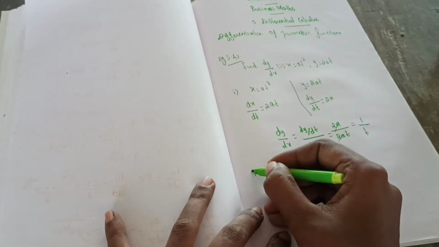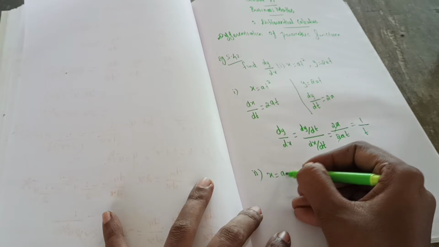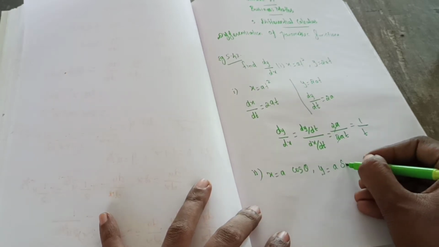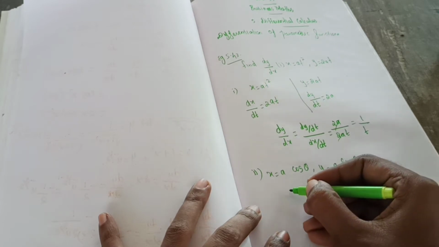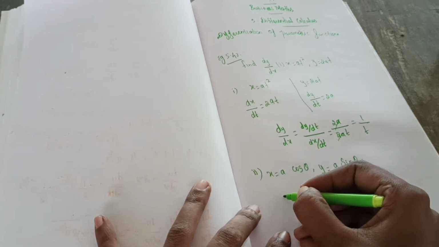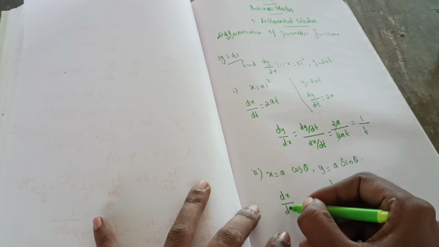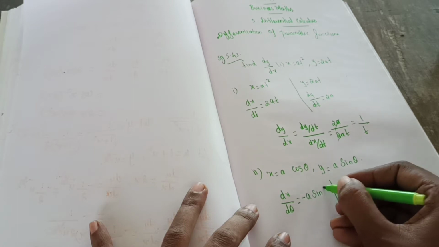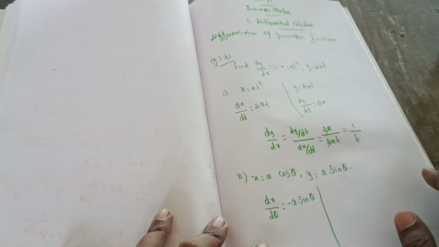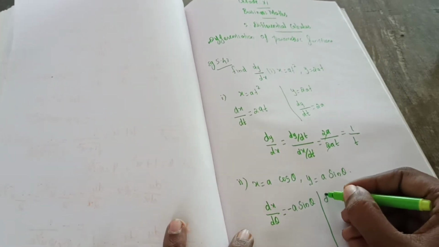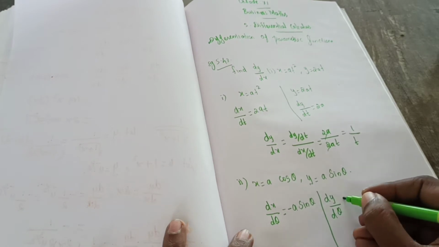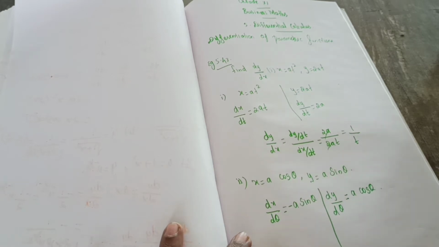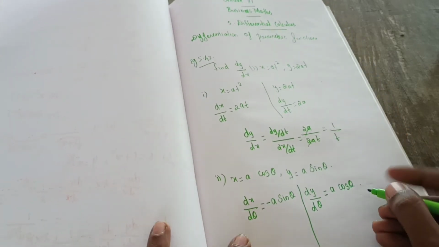Then the second one, x equal to a cos theta, y equal to a sin theta. Same as this one, first you will find dx by d theta, with respect to theta. So minus a sin theta. What's the differentiation for cos theta? It's minus sin, so minus. Then same as that, dy by d theta equal to a cos theta. How a cos theta? Differentiation of sin theta is cos theta.